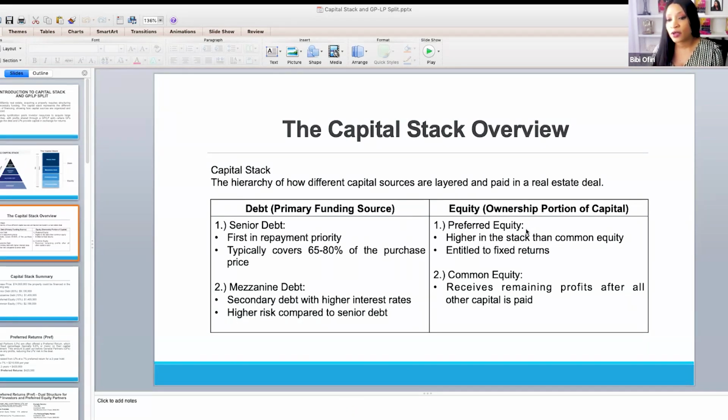So one good thing about preferred equity is that they're entitled to a fixed return, regardless of whether you make profit or not during your cash flow period. Maybe during your whole time, you will need to pay them. It can also be deferred.